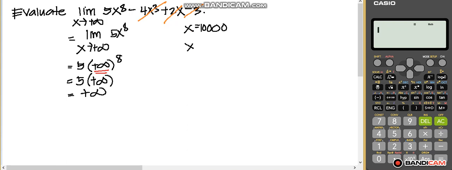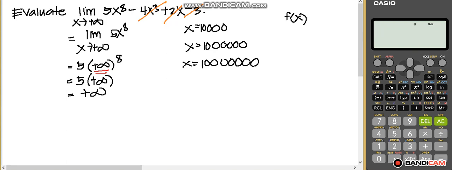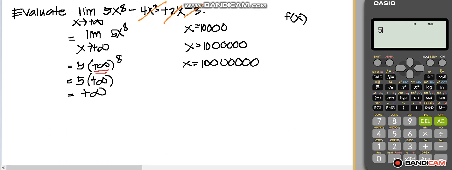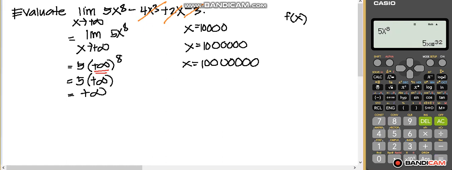Okay. X equal to 1 million. X equal to 10 million. Okay, ano kaya yung magiging values ng f of x natin? So, pasok na lang natin dito 5x raised to 8. Kahit yung 5x raised to 8 na lang class, okay? And then, kukuha tayo ng values ng x. That's 10,000. Okay? The value of f of x when x is equal to 10,000, that's 5 times 10 raised to 32.